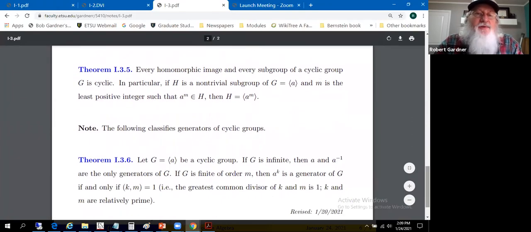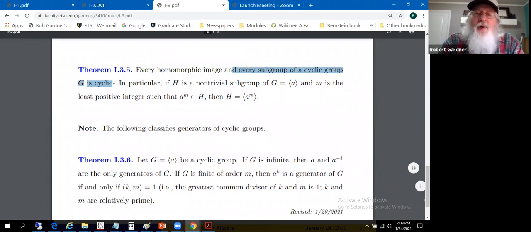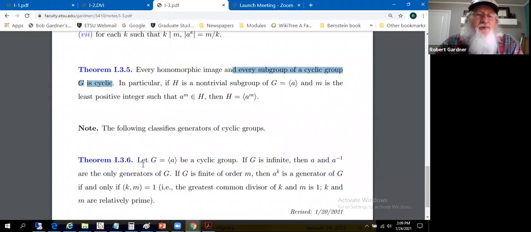All right, a couple more results. Theorem 1.3.5 says every homomorphic image and every subgroup of a cyclic group is cyclic. Like that, every subgroup of a cyclic group is cyclic. Wonder what generates those subgroups. That we'll address in the next result. In particular, if H is a non-trivial subgroup of group G, cyclic and generated by A, and M is the least positive integer such that A to the M is in H, then, well, this classifies it right here as well. H is the cyclic group generated by A to the M.